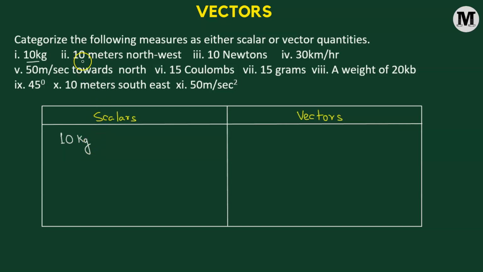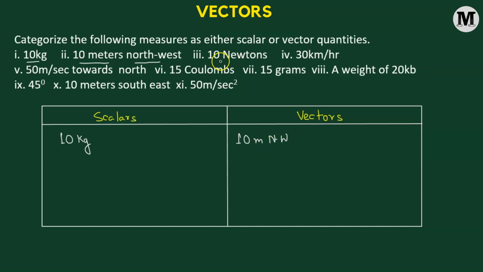Then going to the next one, we have 10 meters northwest. Now 10 meters means we are discussing here about length. Now length is a scalar quantity. However, we also have information regarding the direction. So here it's 10 meters along the northwestern direction. So that means since we have a scalar length as well as a direction, this is going to be a vector quantity. So we have 10 meters in the northwest direction.